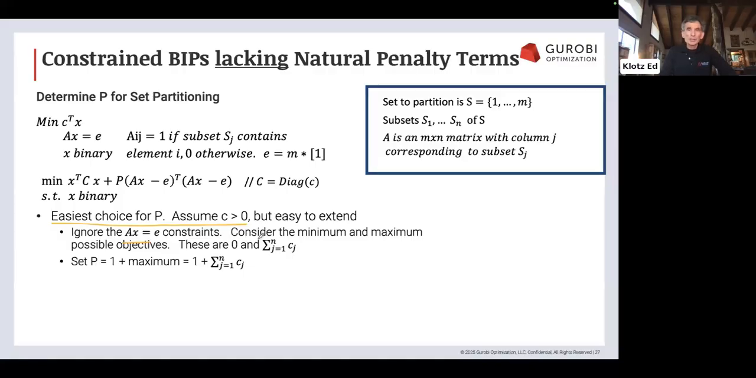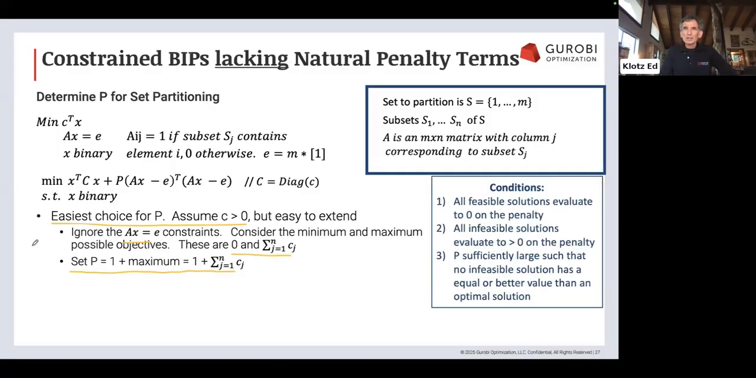Consider the resulting trivial problem and the minimum and maximum possible objectives. Well, we can either set everything to 0 or 1, and the corresponding objective values are 0 and the sum of all our positive objective terms. So we can set P to be 1 plus the difference of those two values, and we have a choice. And it satisfies these three conditions.